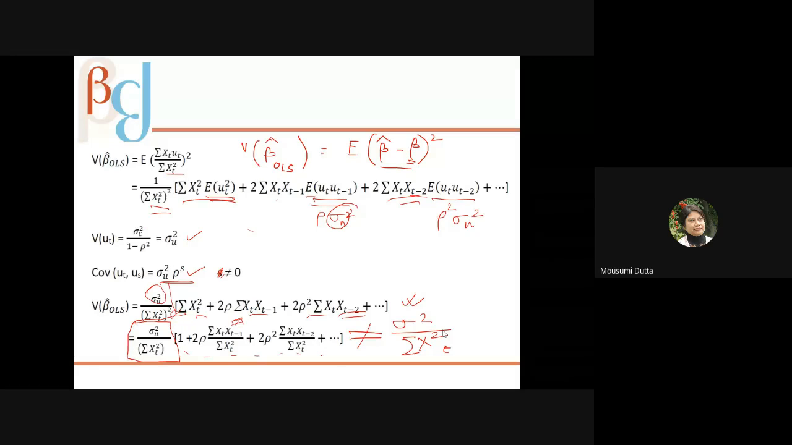Okay, so we are getting the variance of beta hat OLS as the original or the best variance times something. So definitely it is greater than the variance we get in a classical model. So please tell me whether you are understanding the steps and the logic, and if you understand the logic, I'll be able to state that beta hat OLS is no longer the best estimator.